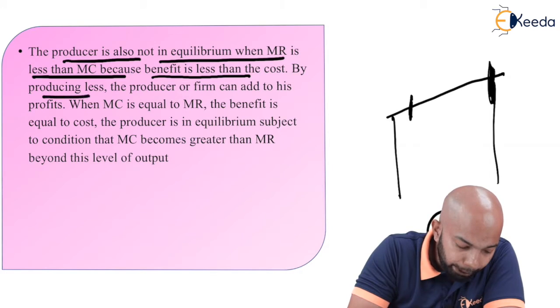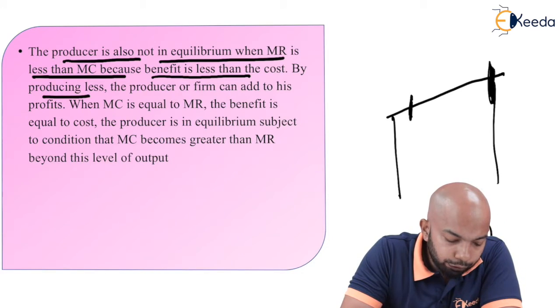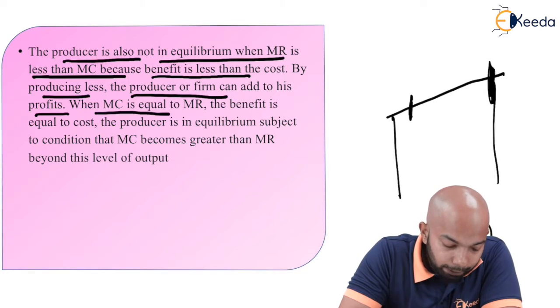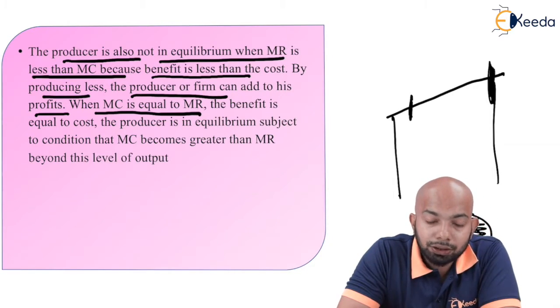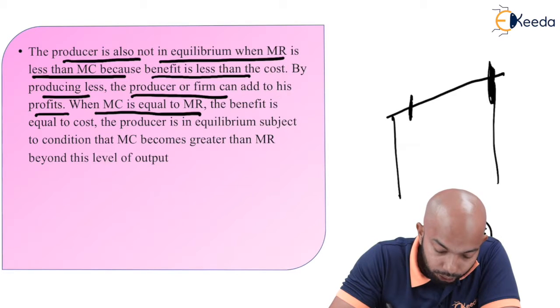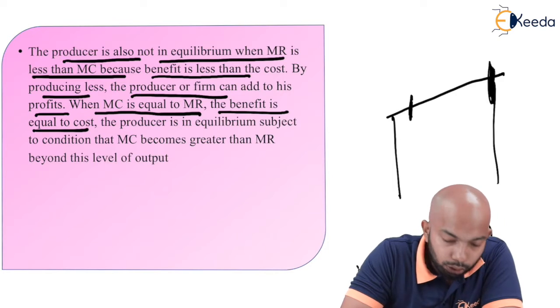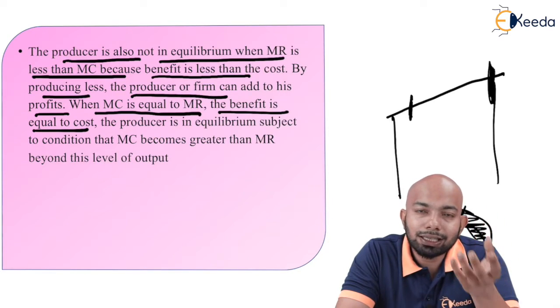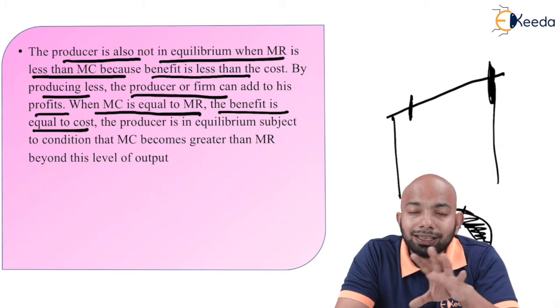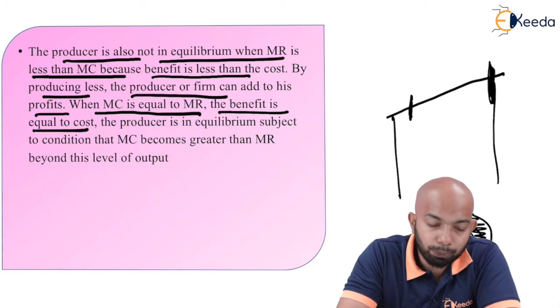Hence, by producing less, the producer or firm can add to his profit. When we say that marginal cost is equal to marginal revenue, the benefit is equal to cost. Whatever benefit we have, it is equal to the cost. Whatever profit we made, that is equal to the cost of that specific product.